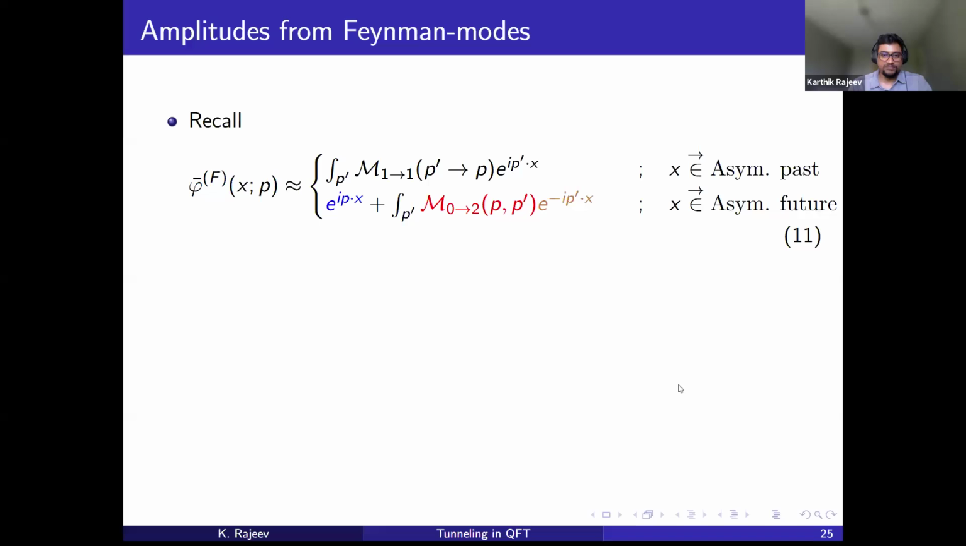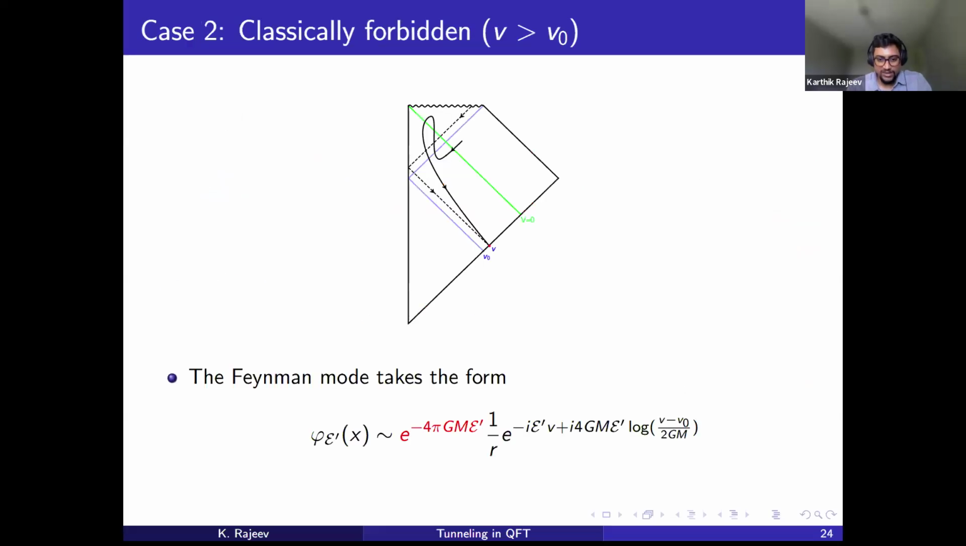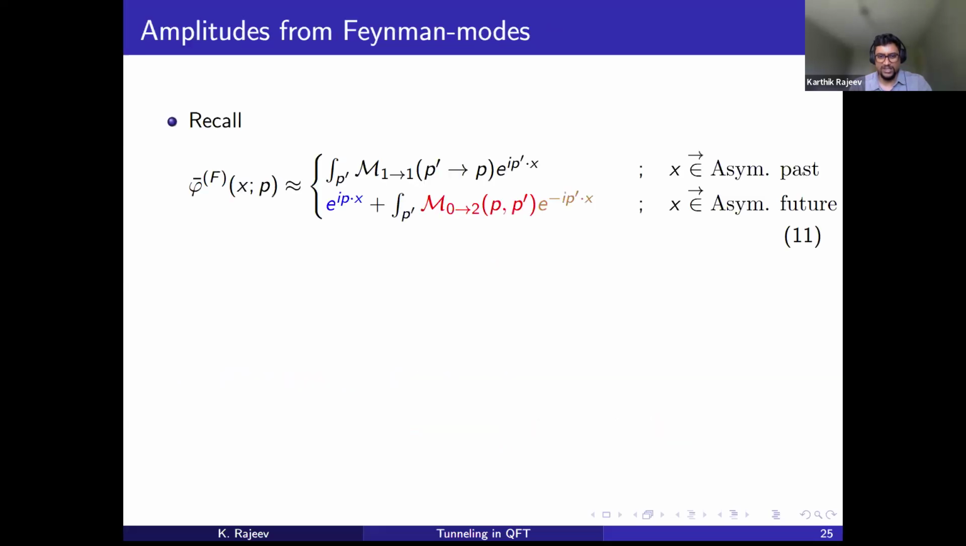Okay. Now that this wave function is with us, let's make the connection with the Feynman mode functions that I described earlier. So remember, these are solutions which in the past encode one-to-one amplitude, but in the future they have this pair creation encoded.